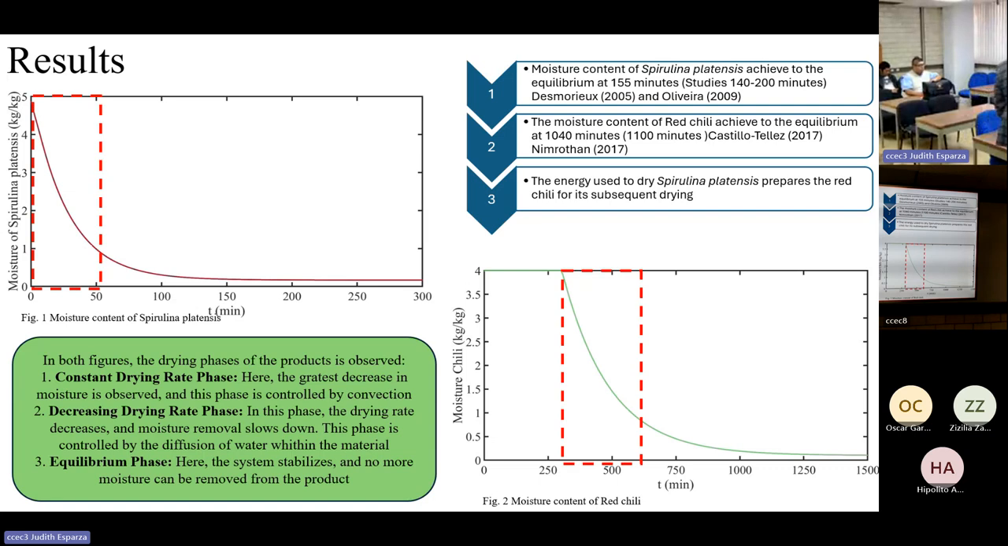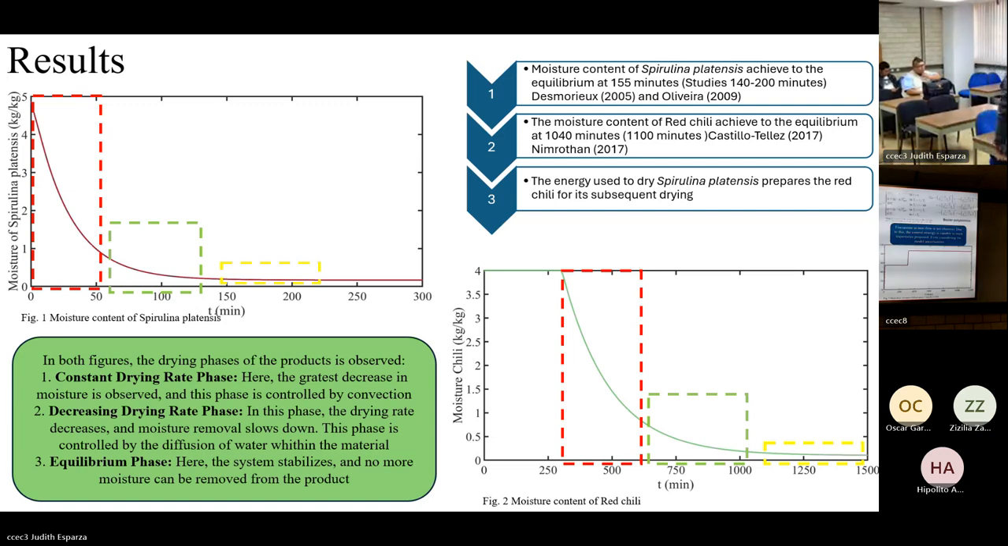We can observe that in the first phase of drying, the constant drying rate phase, the gradient decrease in the moisture is observed, and this phase is controlled by convection. Then the second phase, the decreasing drying rate phase, the drying rate decreases and the moisture removal slows down. This phase is controlled by diffusion within the material. And the last one, the equilibrium phase, here the system stabilizes and no more moisture can be removed from the probe.